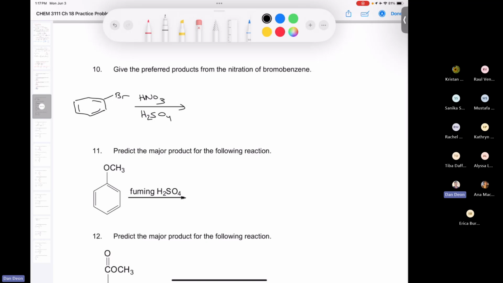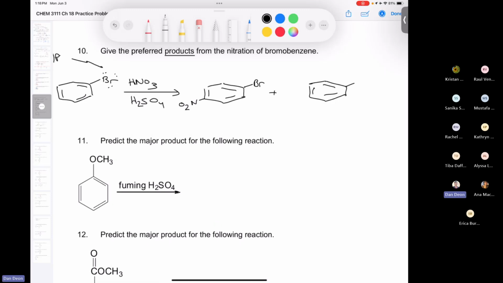So with bromine, remember that bromine is a weak deactivator, but it's the exception, right? Bromo will go to the ortho and para. It's going to mostly go to the para, but it does say products. So what would the preferred products be? Preferred products would be the para nitrobenzene and then the ortho nitrobenzene. So we'll scribble both of them down here. Bromine, and we'll do ortho. So para and ortho. Those will be the two main products.